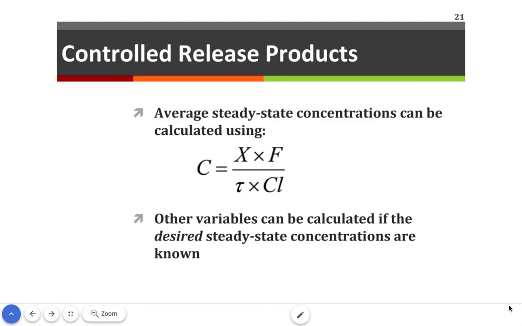The average steady state concentrations for such products, control release products, can be calculated using the equation that is shown there. C represents the average steady state. This is not the peak steady state. This is the average steady state concentration. X is the dose, F is the bioavailability, tau is the dosing interval, CL represents clearance.